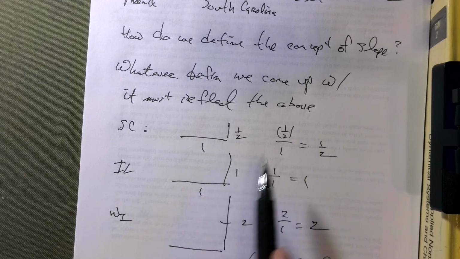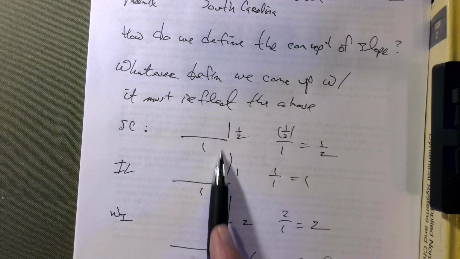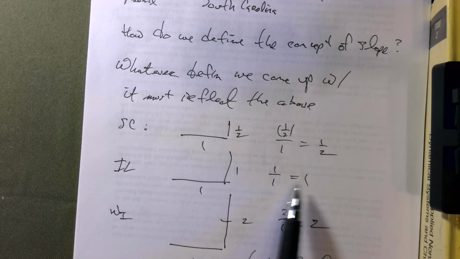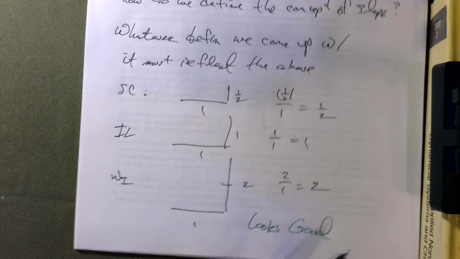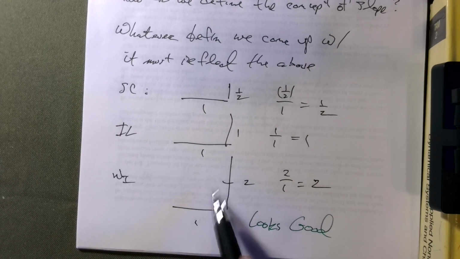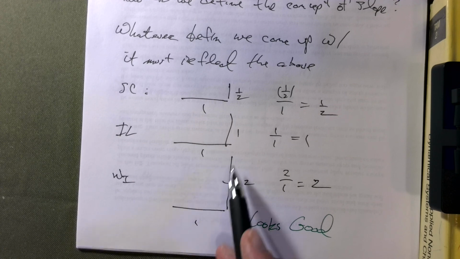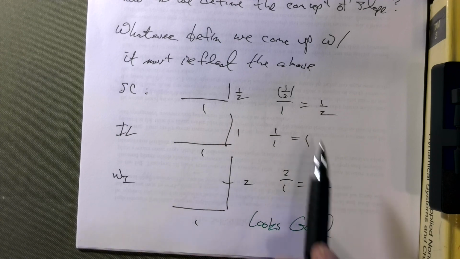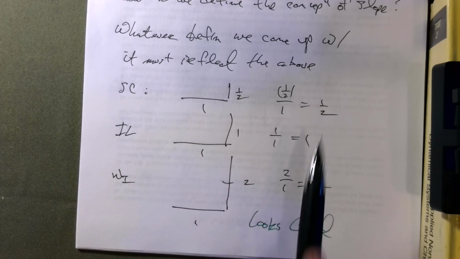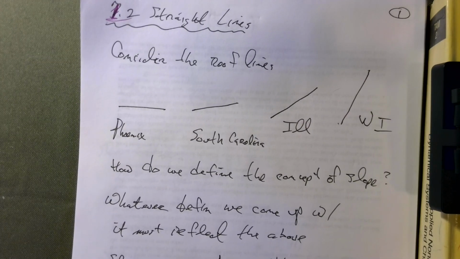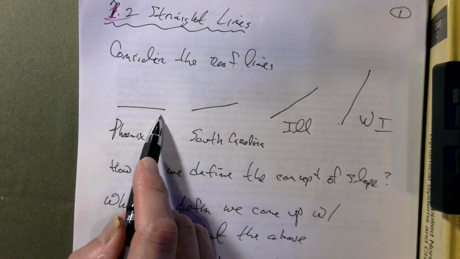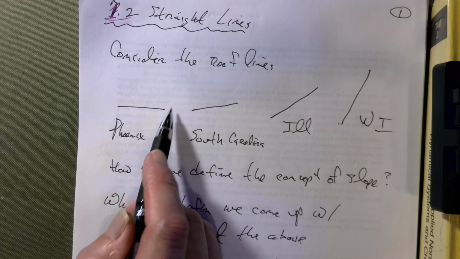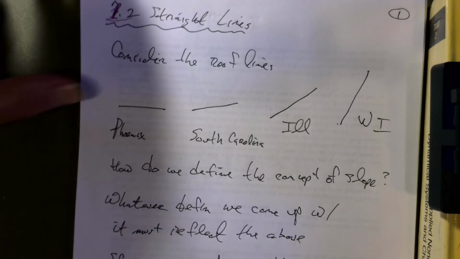Now let's look at Illinois. If this is 1 and this is 1, although it doesn't look like that, I apologize. If we take the ratio of this number to this number, 1 over 1 is 1. And then if we look at Wisconsin, suppose we move over 1 unit and we go up 2 units. 2 over 1 is 2. And these numbers match up with our intuition. In fact, if we look at the roof line in Phoenix, if we move over 1 unit this way, we don't go up or down. The height is 0. So 0 over 1 is obviously 0. That makes sense.